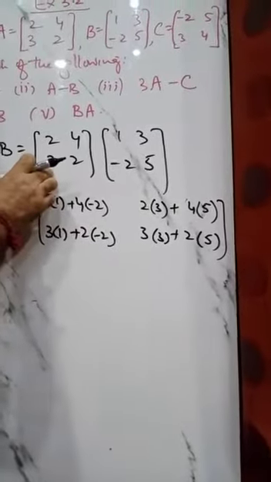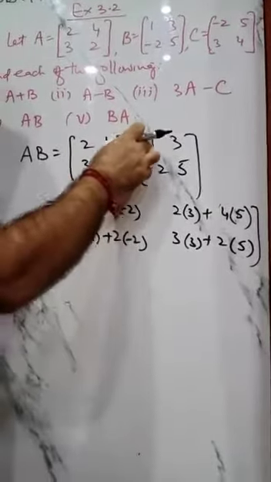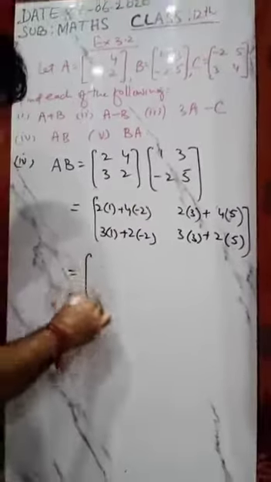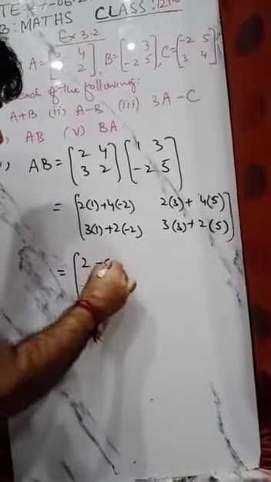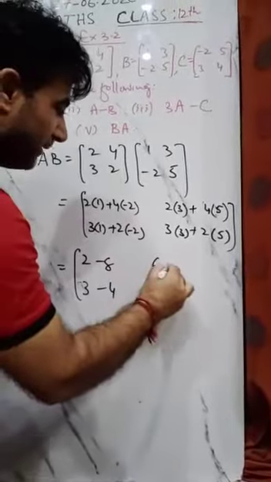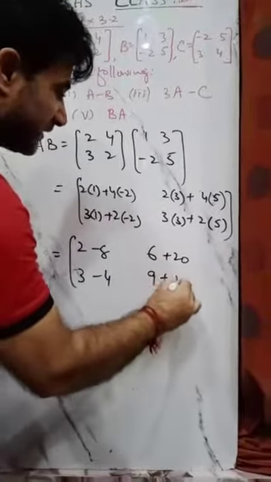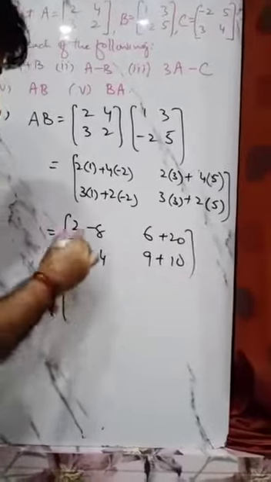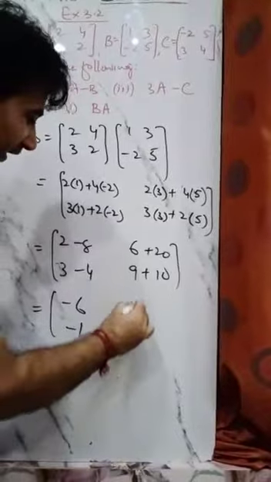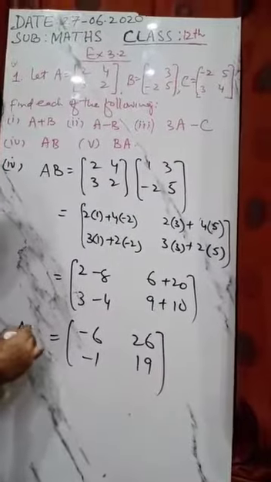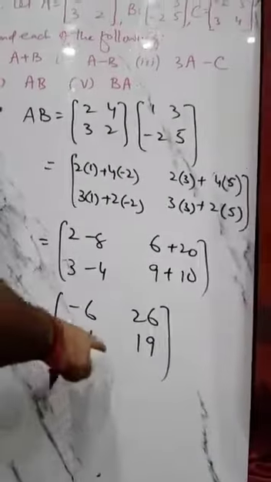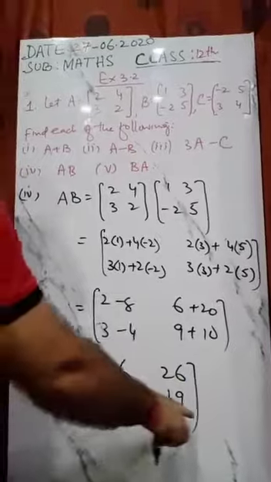Next, the second row: from the second row we multiply the first column, then the second row with the second column. So we get 2 ones are 2 minus 8, 3 ones are 3 minus 4. Then you have 6 plus 20 and 9 plus 10. So the required matrix will be minus 6, minus 1, 26 and 19. So this is the result of A into B, the multiplication AB. This is minus 6 and 26 minus 1, 19.